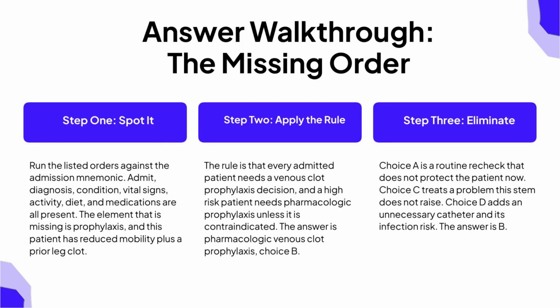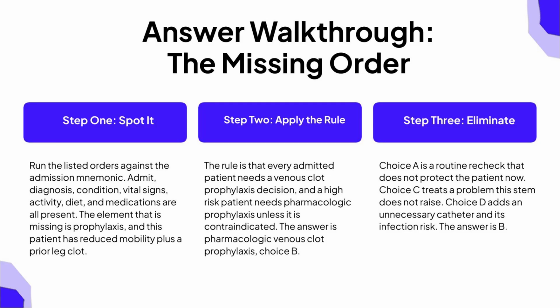Step 2. Apply the rule. Every admitted patient needs a decision about clot prevention, and a high-risk patient should receive medication to prevent clots unless something forbids it. So the answer is medication-based clot prevention, which is choice B.